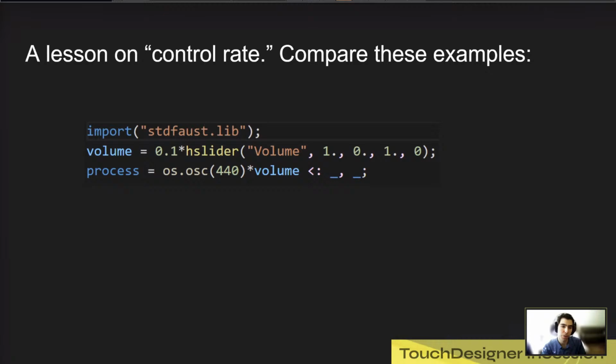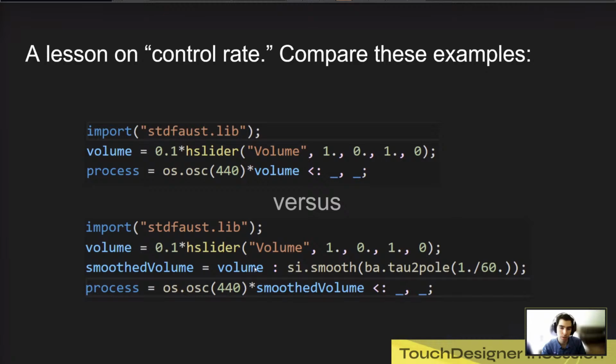But let's compare that to a different example in which we take our same volume user interface, but we smooth it with something known as a one-pole filter with a short decay time, a 60th of a second. So we're going to instead take that smoothed volume and multiply it by our sine oscillator, and that is going to basically very efficiently smooth out whatever the user is doing by interacting with the slider such that the audio is less artifacty. So visually, in TouchDesigner, that's going to look like this.